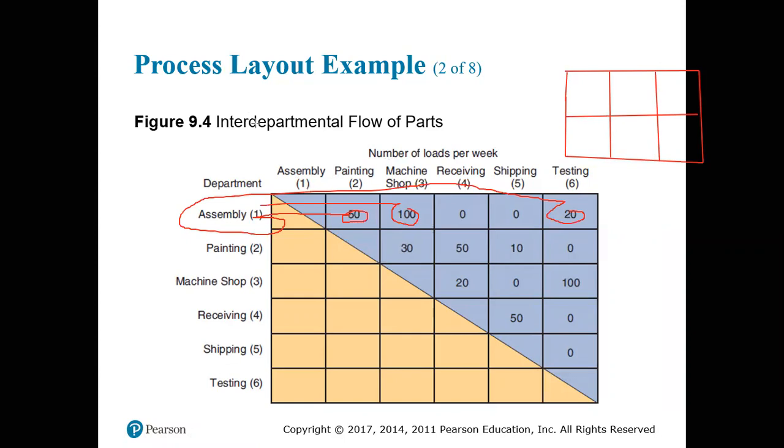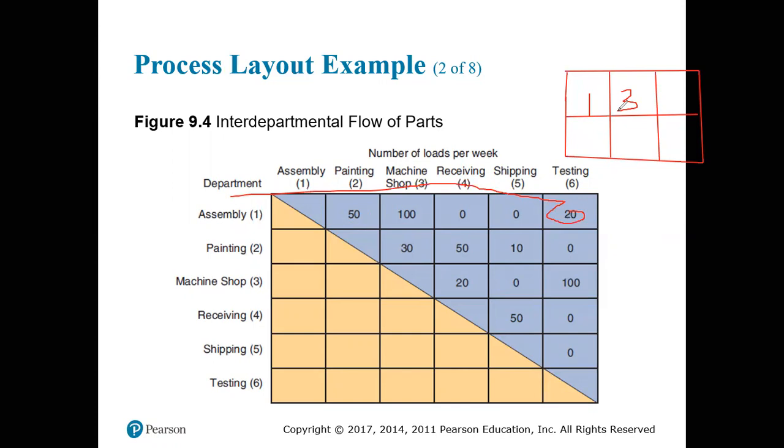Okay, so the first thing that I notice here when I look at this is that the number of loads between assembly and the machine shop is pretty high. There's 100 loads that come from the assembly to the machine shop. So I'm thinking that if I was to do a first pass on this, my assembly, which is number 1, should be near the machine shop, which is number 3. Okay.